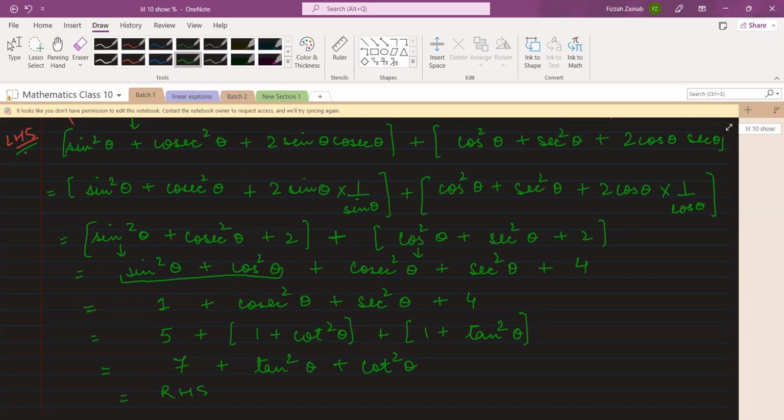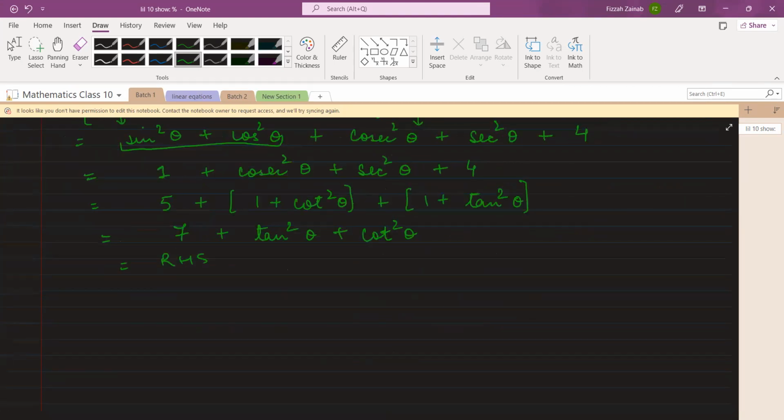Okay, so next one. See, this one came in CBSE 2000 also, 2019 also. So this kind of questions will come. You need more practice. Anyway, one more I'm giving you now. Please try this. Okay, try this.